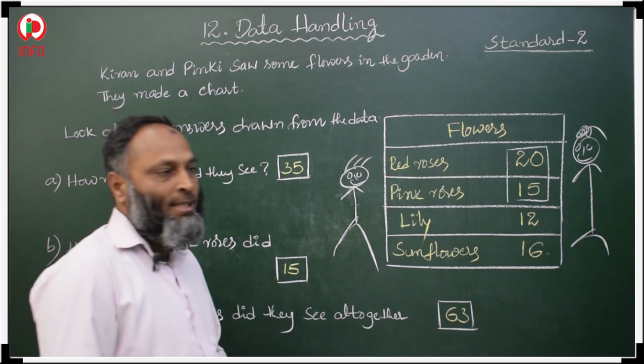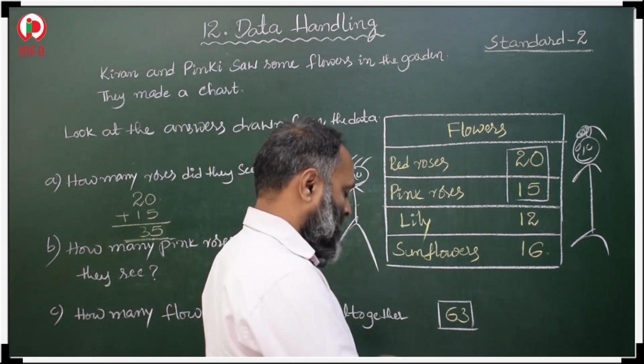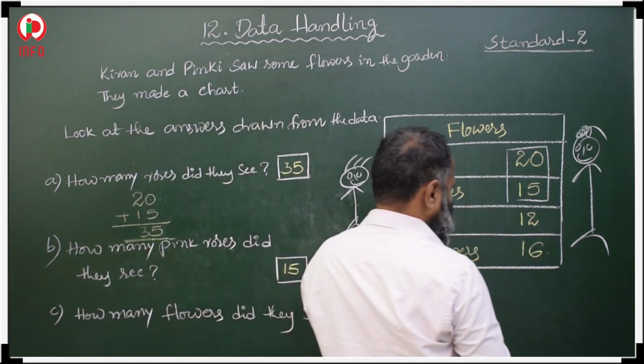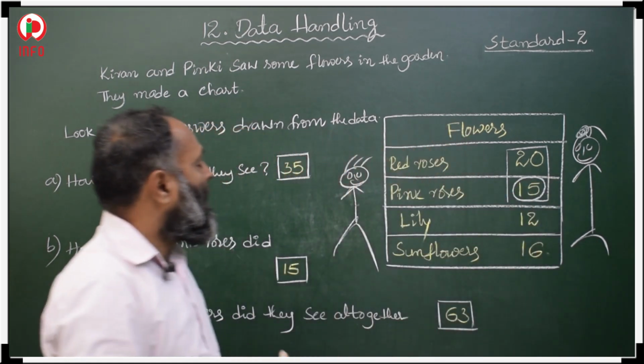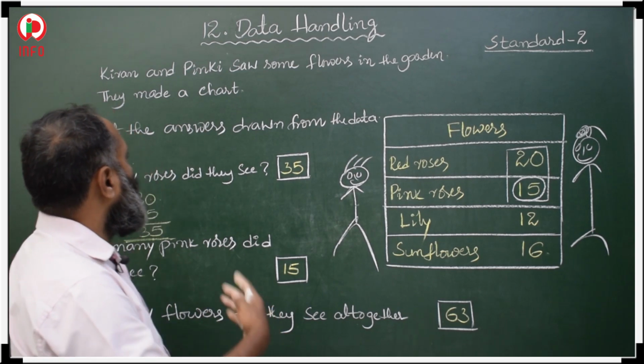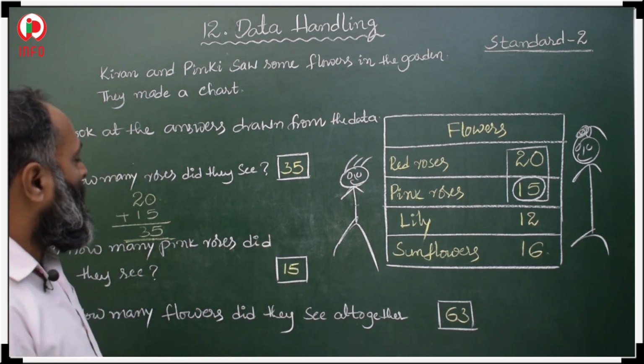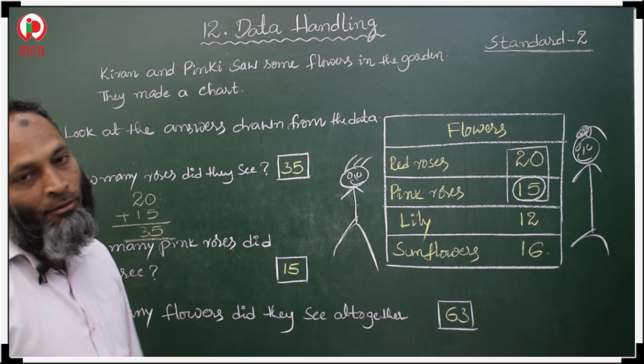Only pink roses he is asking. How many pink roses are there here? 15. They see 15 pink roses. Who saw them? Pinky and Kiran. So 15, this is also the right answer.